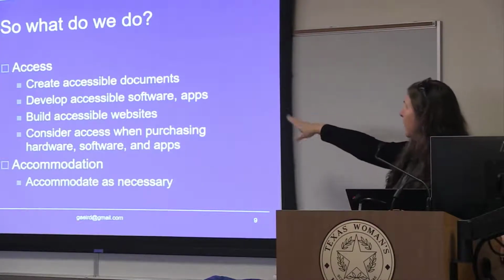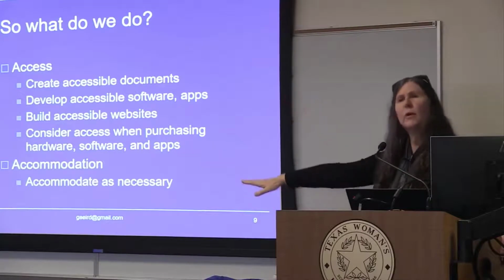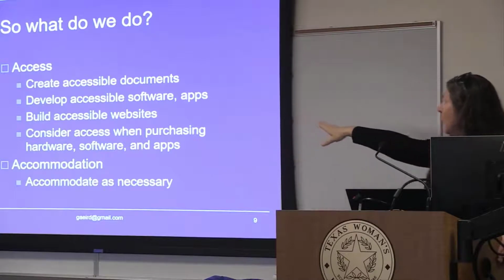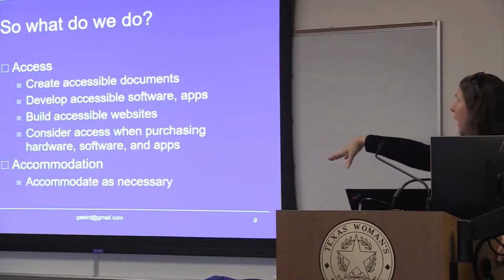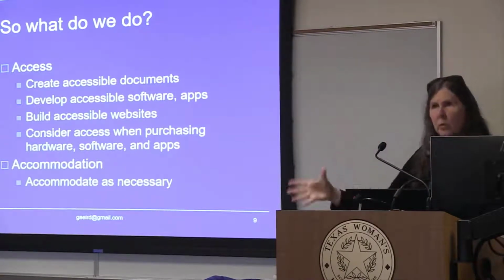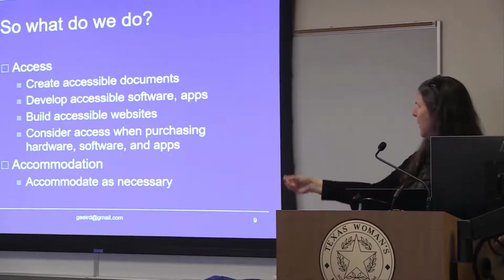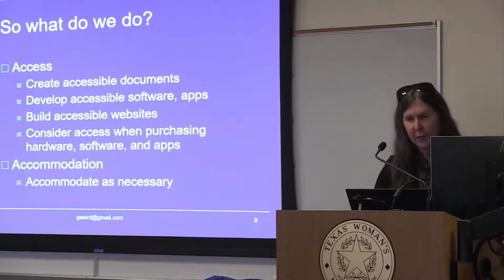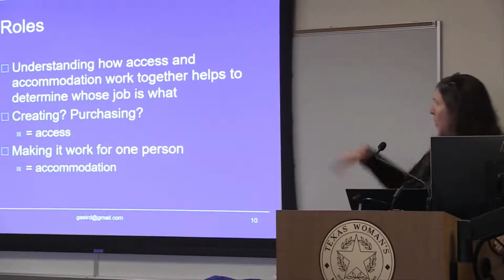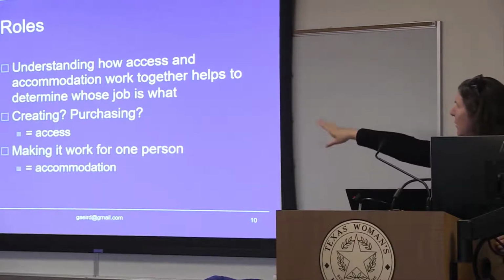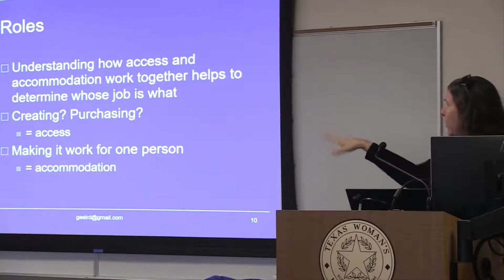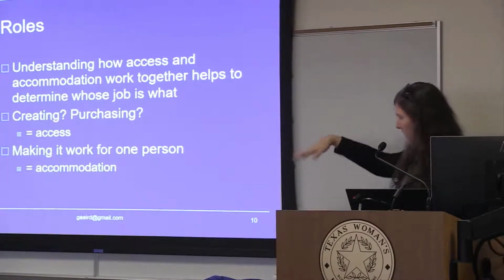So, just to summarize this: with access, which is what's built in, what's just there, you don't have to ask for it, it's just available when you show up. We're talking about accessible documents, accessible software and apps, accessible websites, and then in purchasing, that's when we have to look at what we are adopting in the purchasing phase so we don't get into those bad situations. And then accommodate, whatever we do have, accommodate that as necessary. Looking at these two ideas of access and accommodation helps us to understand where you might fall in this sort of equation.